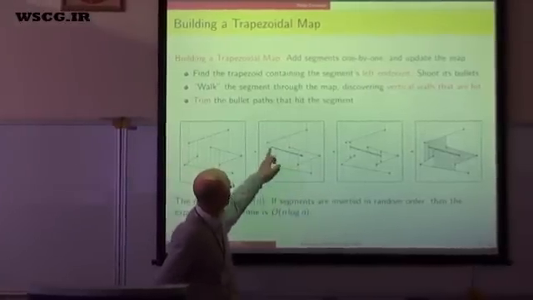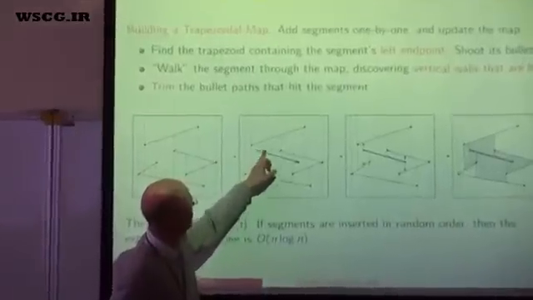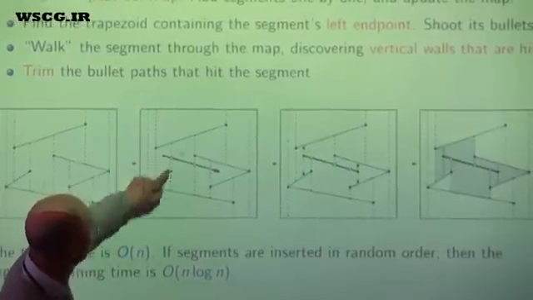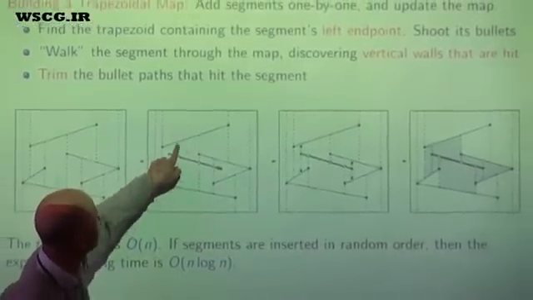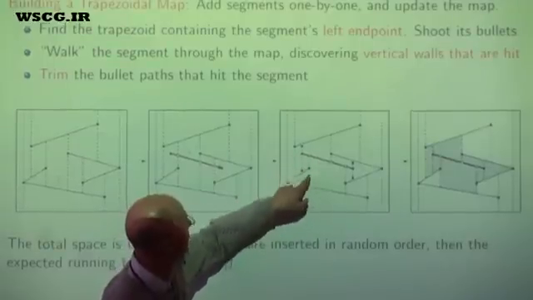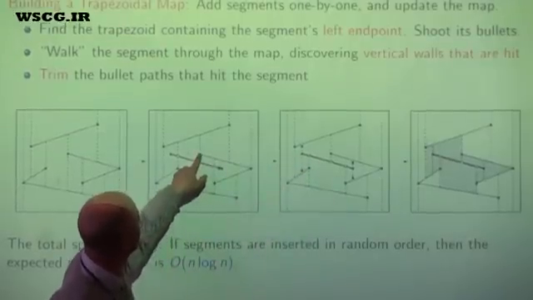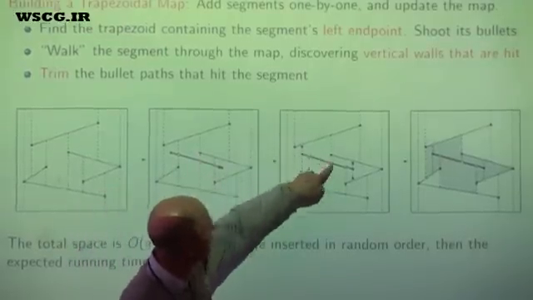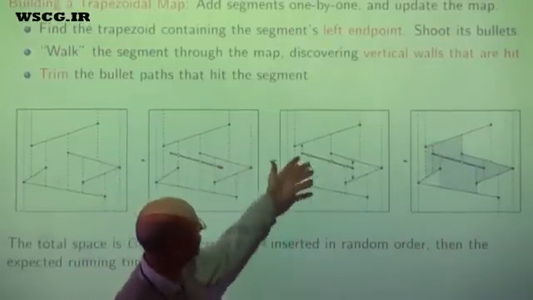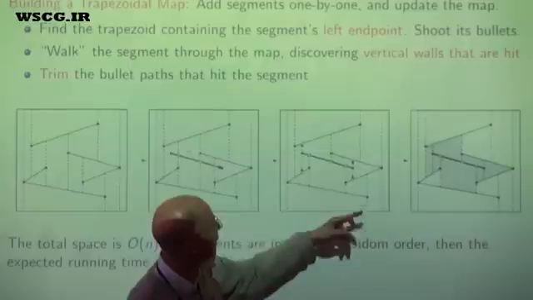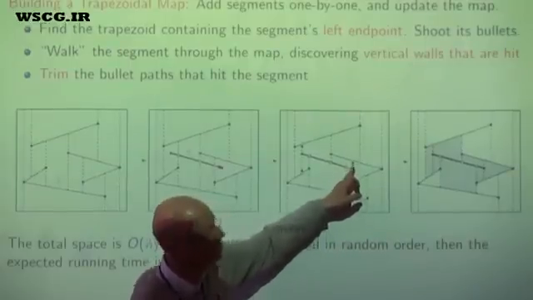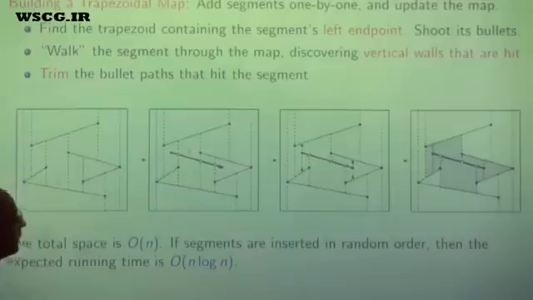Then I'm going to start walking. Whenever I walk, if I hit one of these vertical walls, then I have to trim it back. In this case, the wall was the bullet path shot up from this point, because of this segment here, the wall is going to now be trimmed to this point. Similarly, when I hit this wall, it was generated by this point, and the wall is going to be trimmed here. When I get to this wall, it's going to be trimmed there. But as you can see, after I have done these operations, and I finally wind up with the right point, by the way, when you get to the rightmost point, you shoot bullet paths up and down again.